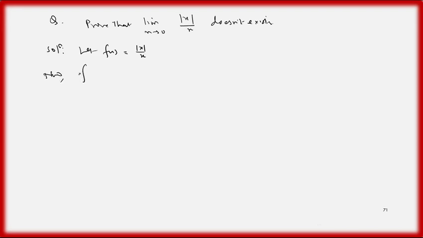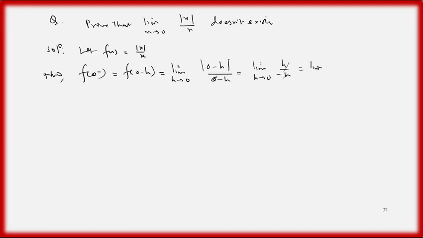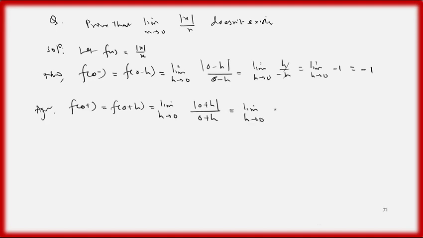Now by alternative method, the left-hand limit: f(0 minus) equals the limit as h tends to 0 of (0 minus h) by |0 minus h|, which equals the limit as h tends to 0 of h by minus h, which equals the limit as h tends to 0 of minus 1, equal to minus 1. And again f(0 plus) is for the right-hand limit: f(0 plus h) equals the limit as h tends to 0 of (0 plus h) by (0 plus h), which is the limit as h tends to 0 of h by h, equal to the limit of 1, equal to 1.